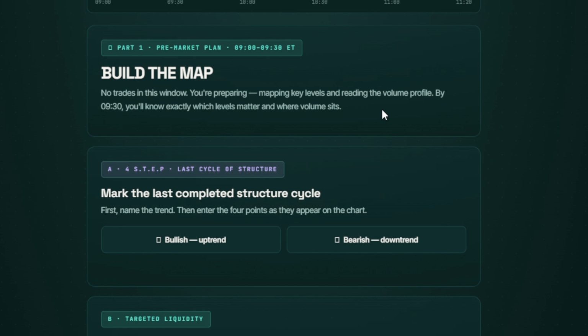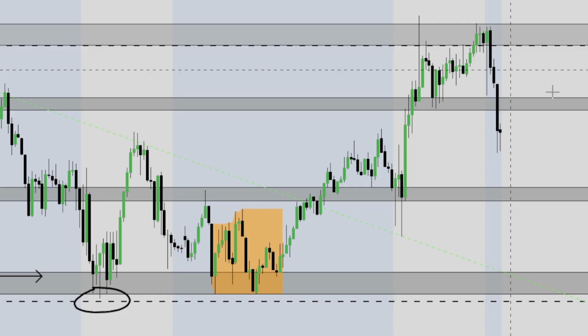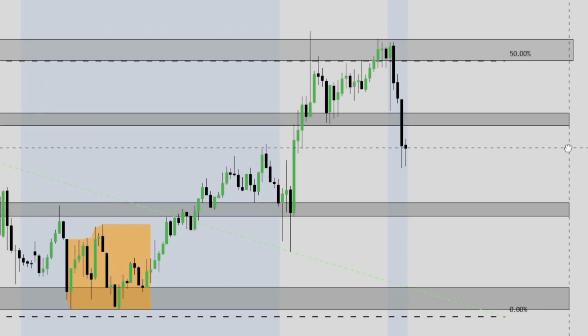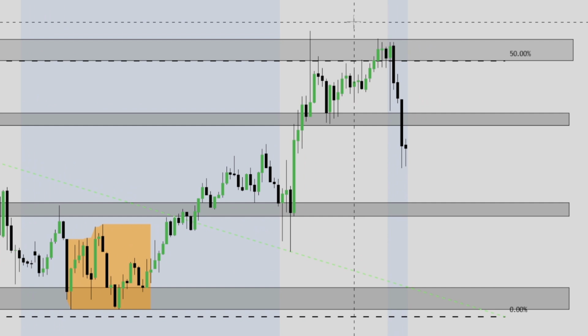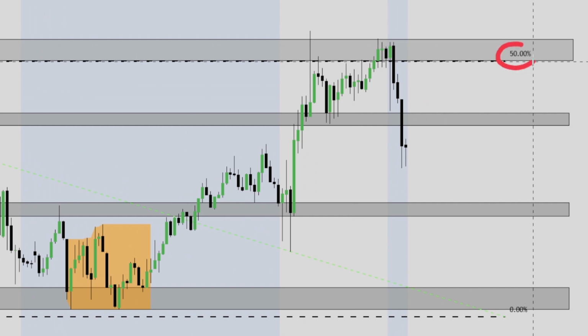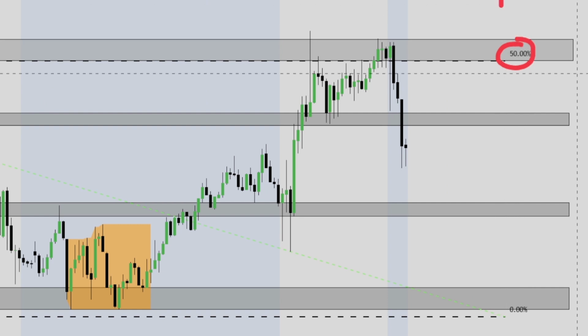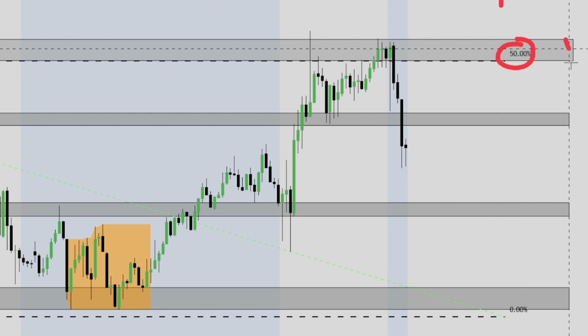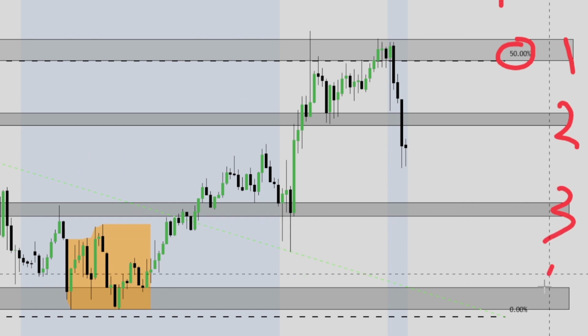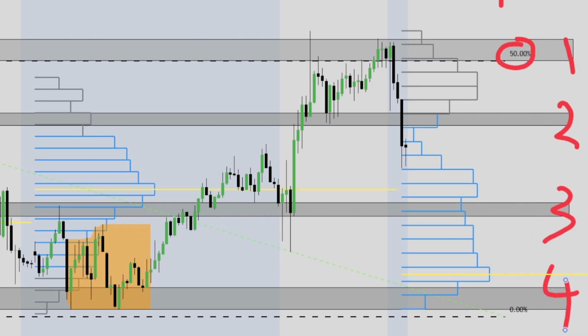These are the two fundamental concepts that you need in your trading. Even if you look at a chart right now, this is Thursday, the 20th of May. What you'll notice is we have the fib here, we have the equilibrium. This is premium, this is discount. You will have key levels here, 1, 2, 3, 4. And you'll also have a volume profile.